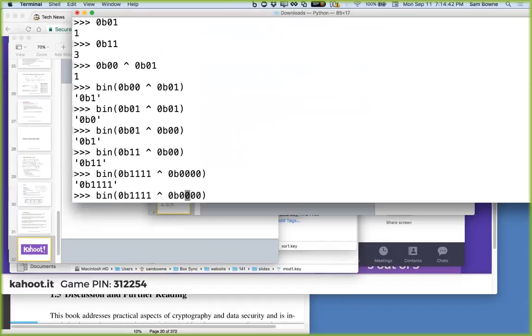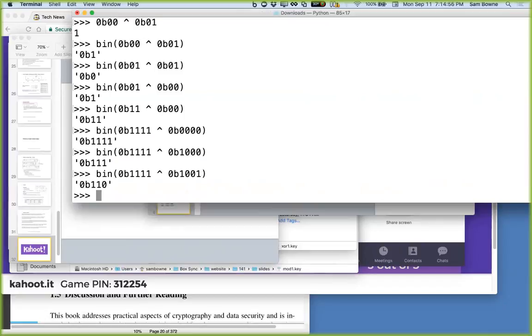So if I do this one, what's the answer? XOR, basically like it's like 0, 1, 1, 1, 7. Good, you got it. So how about that one? 0, 1, 1, 0, which is 6.